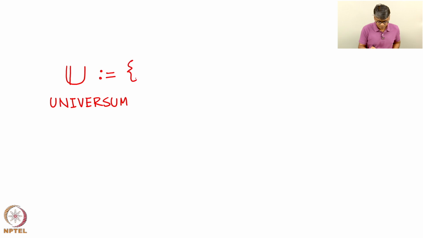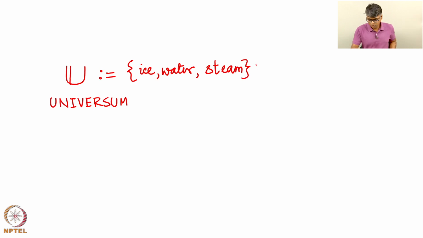All possibilities are, from this set, the water is either ice, or it is water, or it is steam. And what are all the possibilities of temperature? The temperature, all the possibilities for temperature is minus, okay, we are not being very precise as far as physics is concerned, but we are saying minus 273 degrees Celsius up to any positive number. So this is the universum.